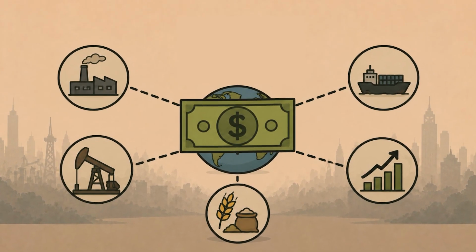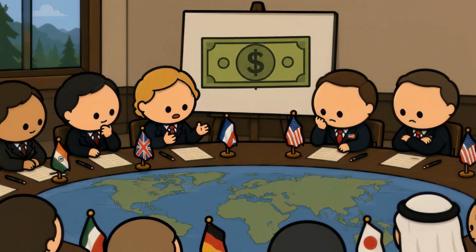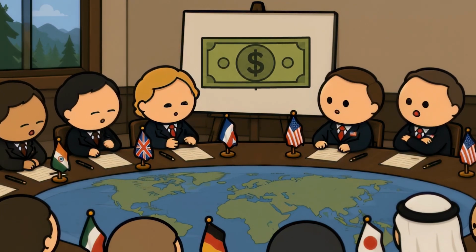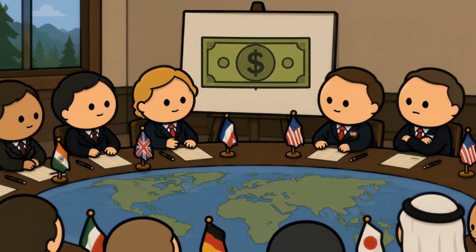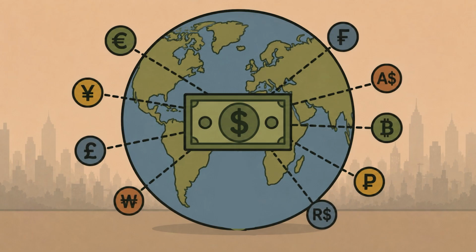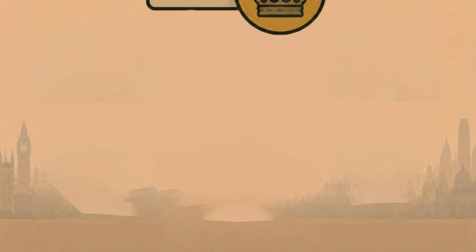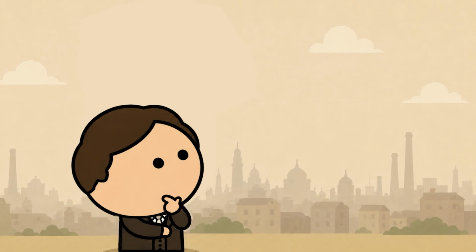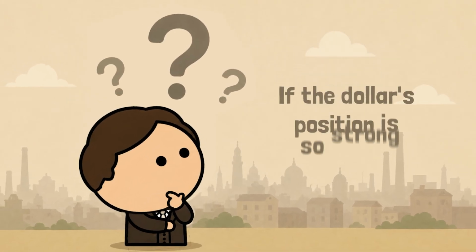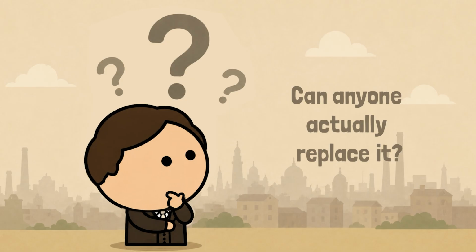And that's why, more than 50 years after losing its link to gold, the dollar remains the currency the world can't seem to quit. But history has a habit of humbling dominant powers. Every reserve currency in history eventually faced challengers. The Dutch guilder did. The British pound did. And that raises an uncomfortable question. If the dollar's position is so strong, can anyone actually replace it?